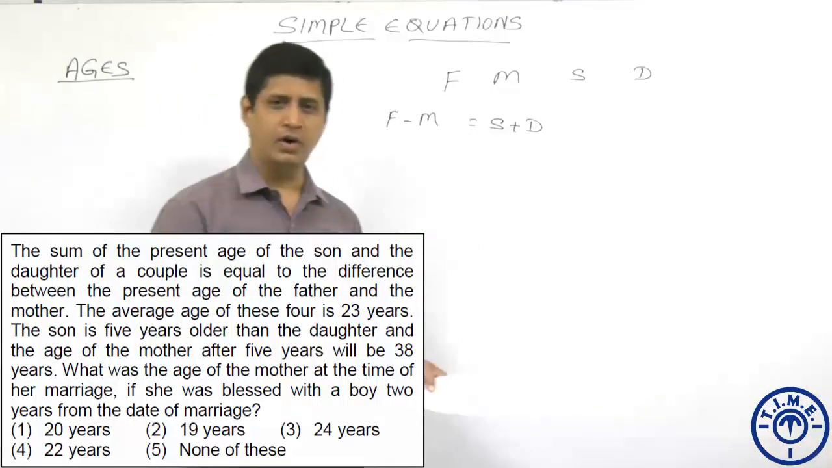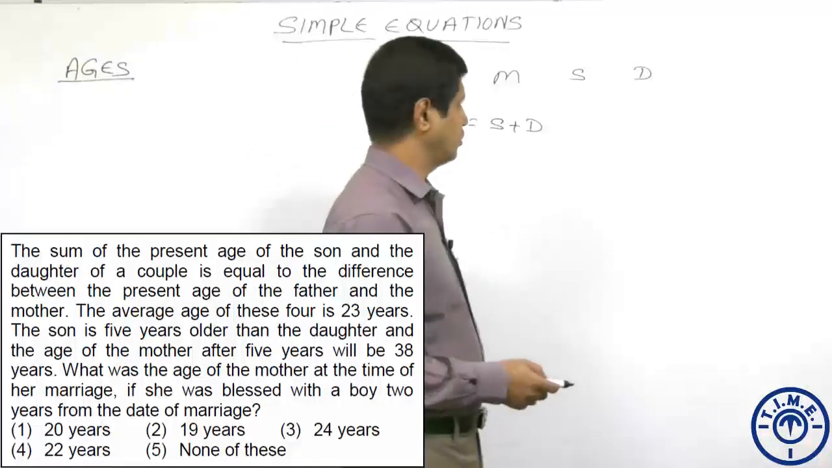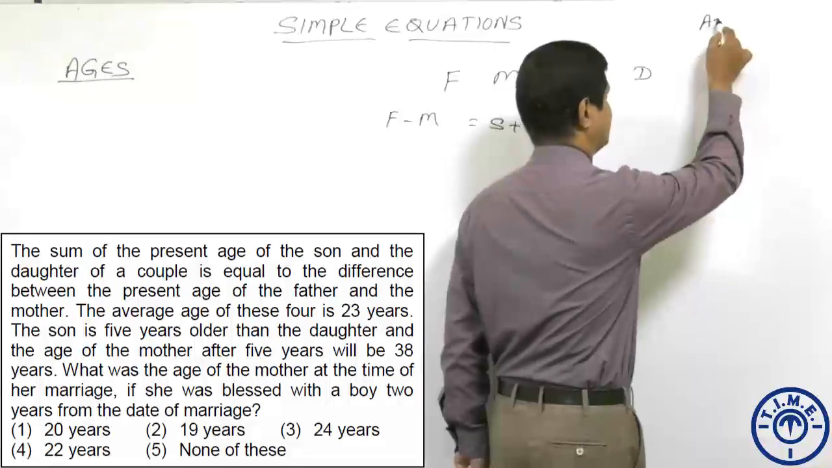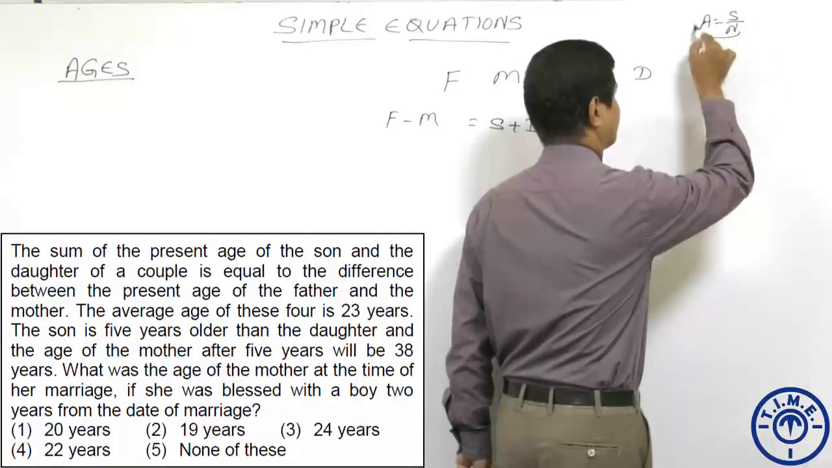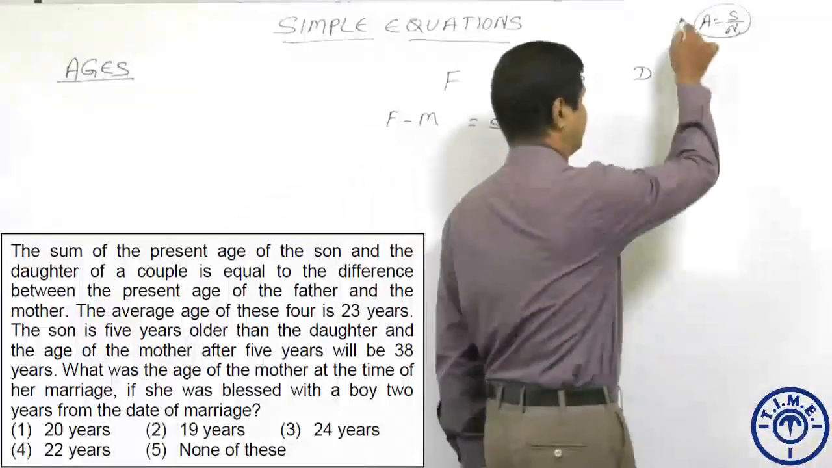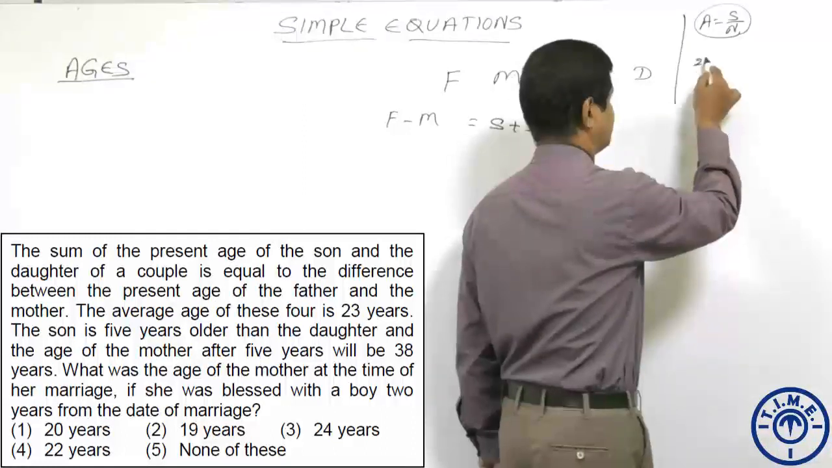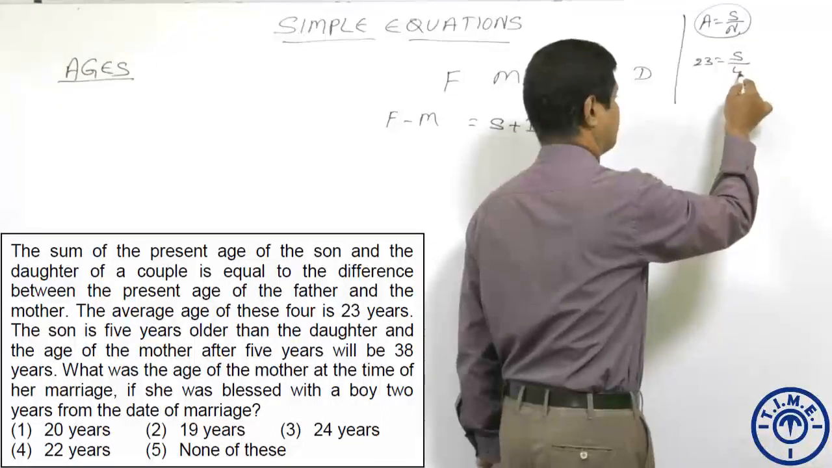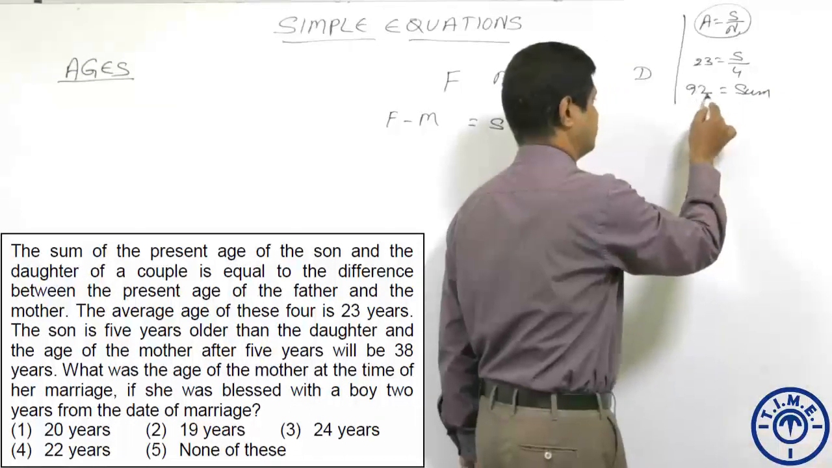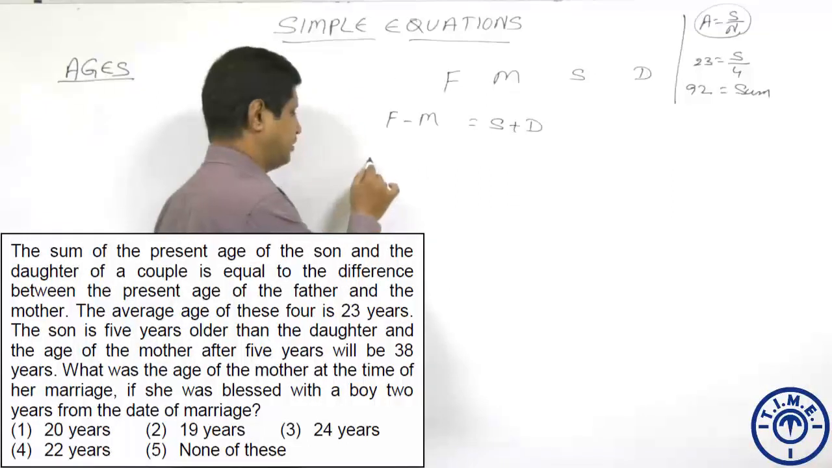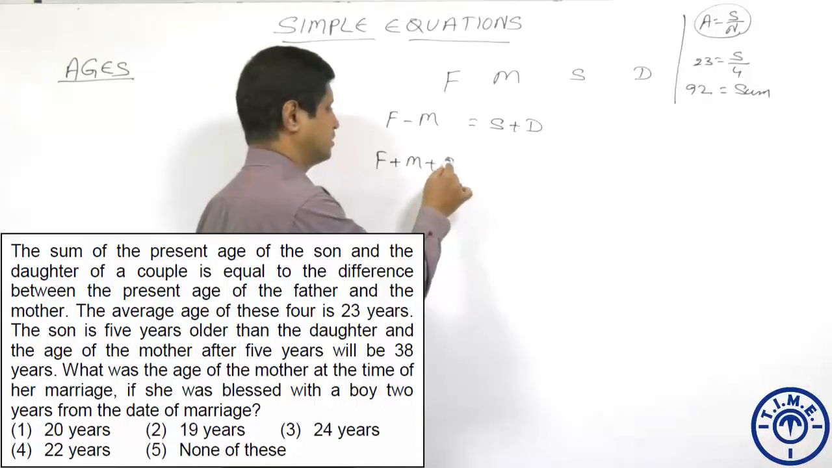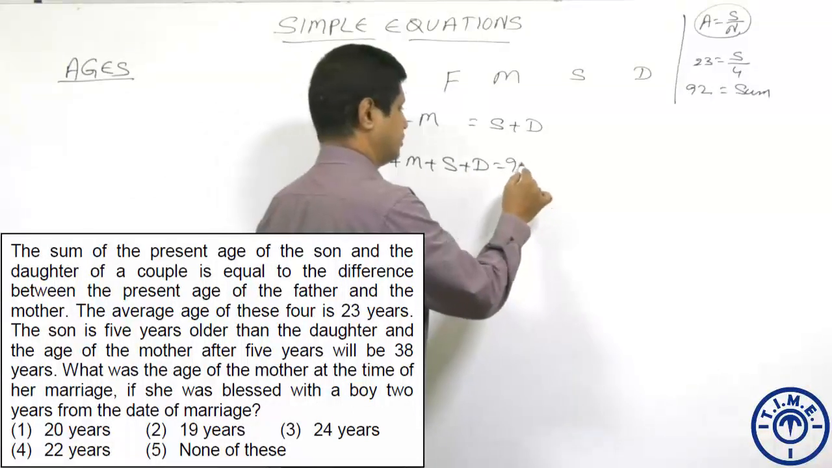Now the average of all these 4 members is 23. Average means sum of the observations divided by number of observations. So I am taking here A for average, S for sum, N for number. What is the average? 23. How many members? 4 members. What is the sum? The sum of their ages is 92 years. So F plus M plus S plus D, sum of all these 4 members, is 92 years.